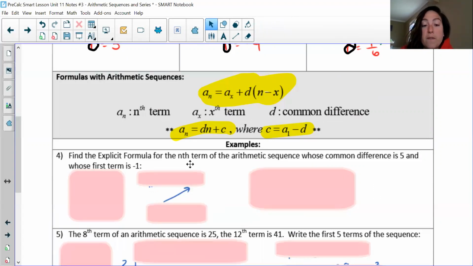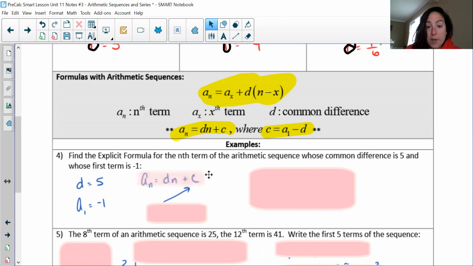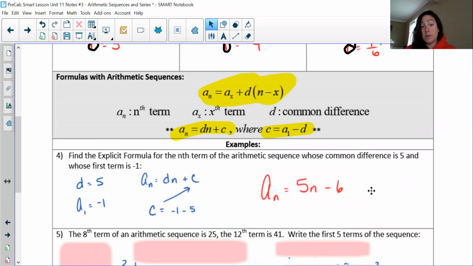Find the explicit formula for the nth term in the arithmetic sequence whose common difference is 5 and whose first term is -1. So here we have our common difference is 5, and the value of our first term is -1. Using the formula above, I'm using the shortcut formula since we know the first term. We have a sub n equals dn plus c. We get c by doing a sub 1 minus d, so negative 1 take away 5. So we end up getting our explicit formula is a sub n equals 5n minus 6.